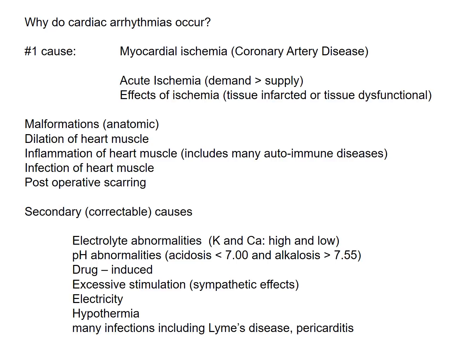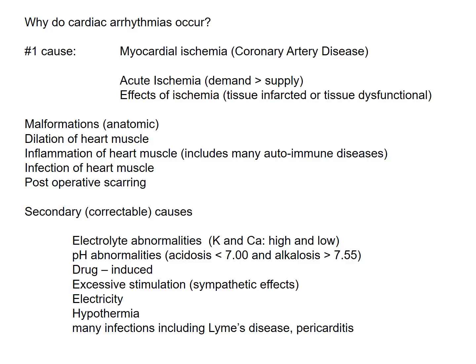But as you can see, numbers and numbers of different things can lead to cardiac arrhythmias, from malformations of cardiac anatomy, from inflammation of cardiac anatomy, as you might see from autoimmune diseases, infection of heart muscles, scarring of heart muscles and scarring of valves, other causes such as electrolyte and pH abnormalities, drug-induced, electricity, hypothermia, right?